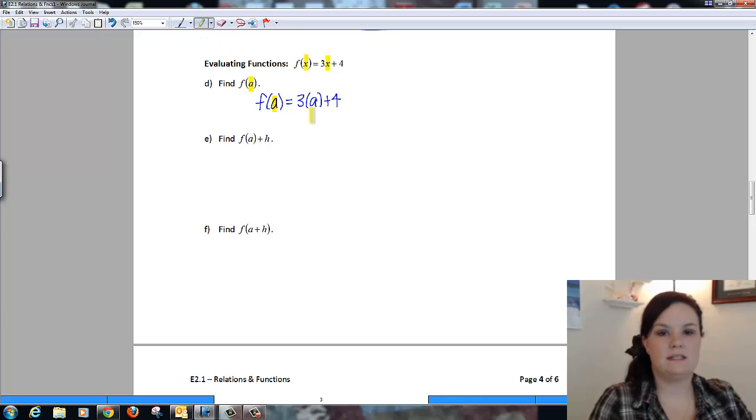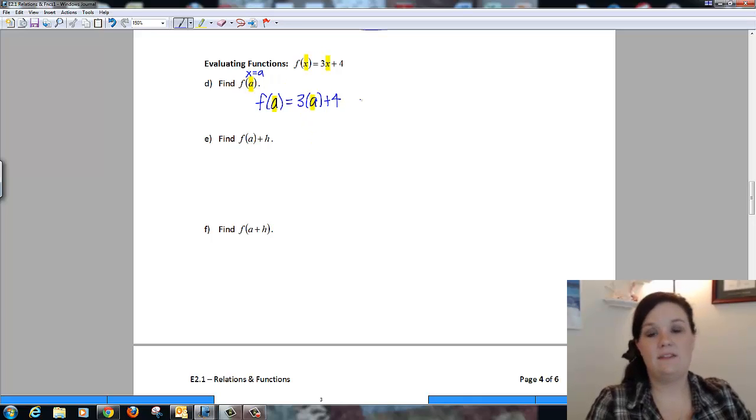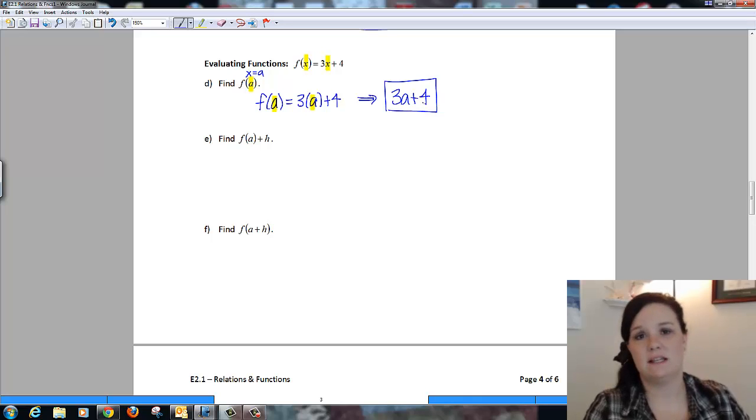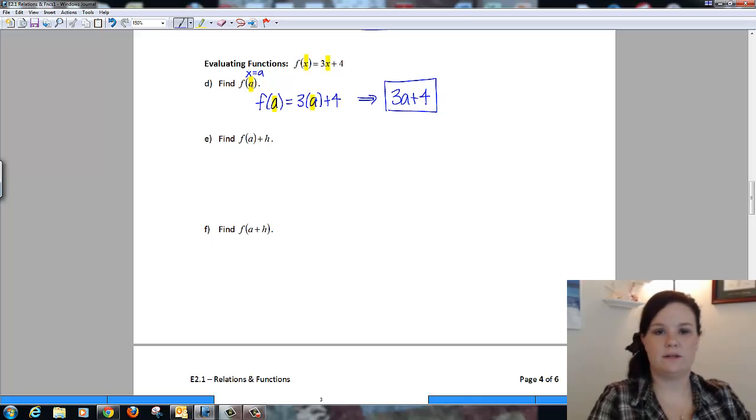Notice, a is inside the parentheses, a is what goes in for x. So here this is the same thing as saying x equals a. That's what I'm plugging in. And then there's really nothing to simplify here. Instead of writing parentheses, I could just do 3a plus 4. But there's nothing to combine, so I'm just going to leave it like that. Let's look at another one.